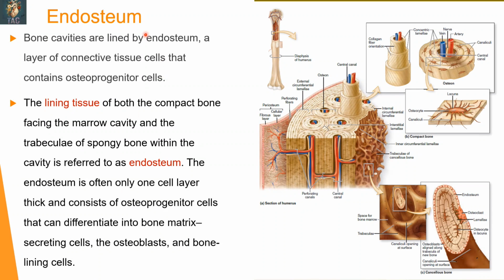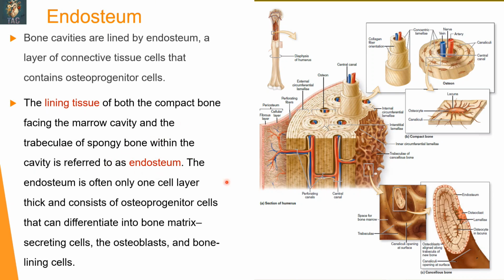Now we will discuss the endosteum. Here you can see this is the inner lining which lines the inner side of the bone cavities, called the endosteum. This is a layer of connective tissue and it contains the osteoprogenitor cells. So the lining tissue of both the compact bone facing the marrow cavity as well as the trabeculae of the spongy bone within the cavity is referred to as endosteum.